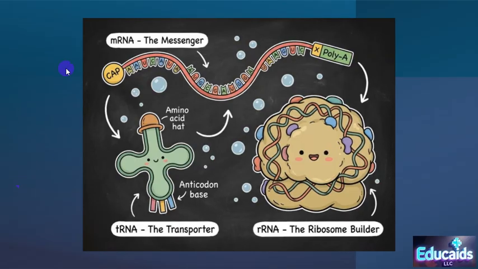So here's a little graphic I made. So we've got our messenger RNA. He's got the instructions off the DNA, and then we've got our transfer RNA. So he's going to go run and get the right amino acids, and then they're going to bring them over to the ribosome builder, and he's going to make our protein chains.